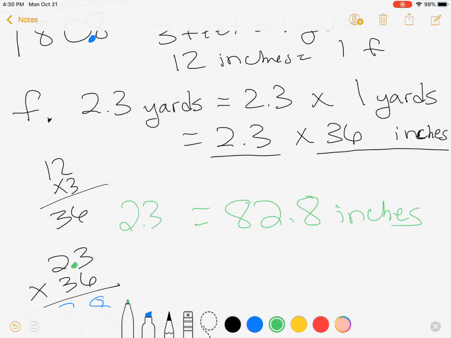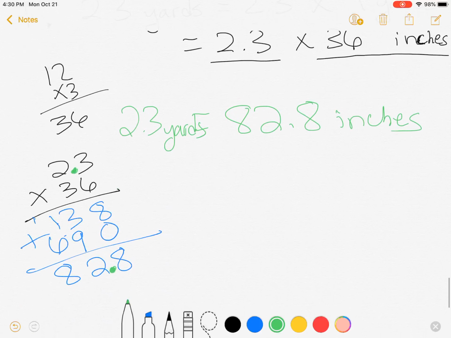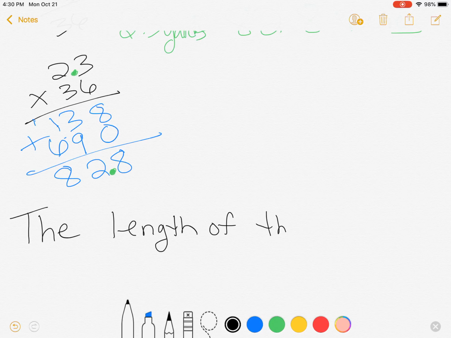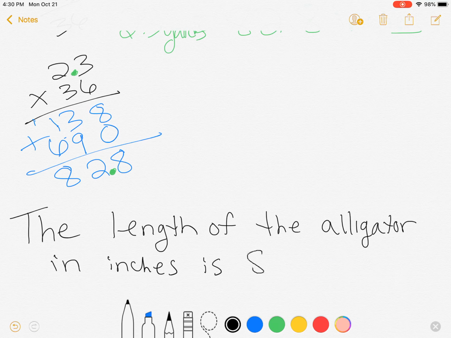Okay, so we're gonna restate, and then I think we're finished. The length of the alligator in inches is 82 and 8/10.